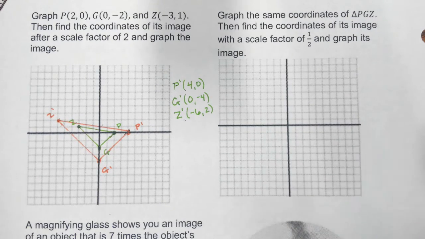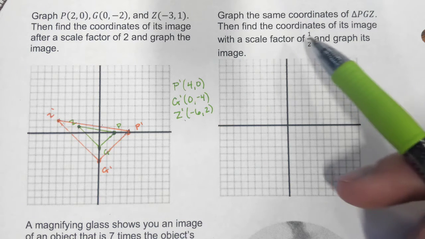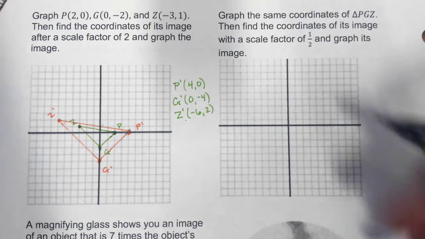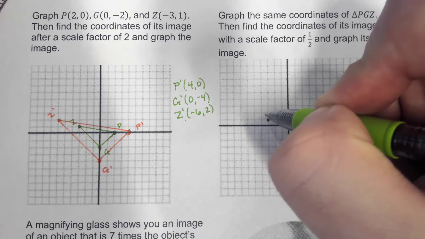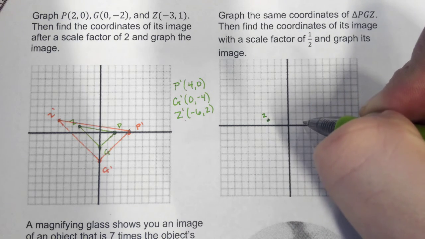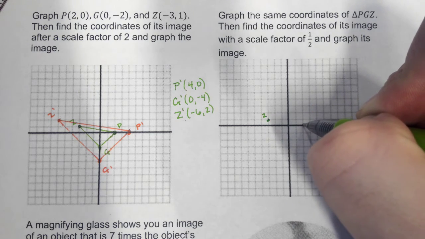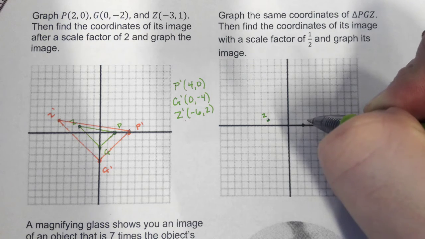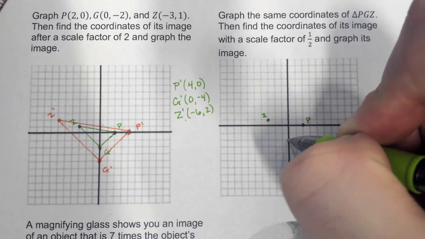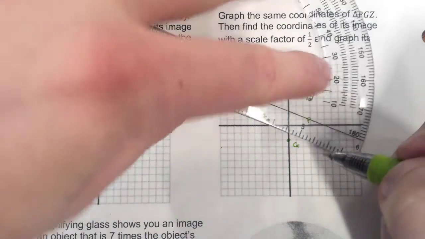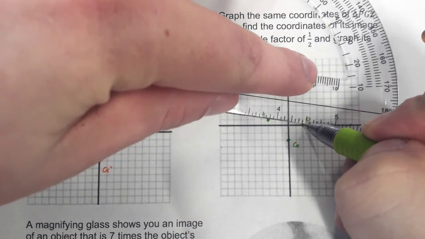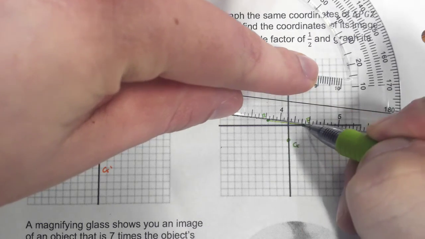Okay, this time we're going to take that same PGZ, that triangle, and this time we're going to do a scale factor of half. So let's go ahead and plot the original. Z's there, P here, and G. So we know that the scale factor is 1/2. It's going to get smaller.